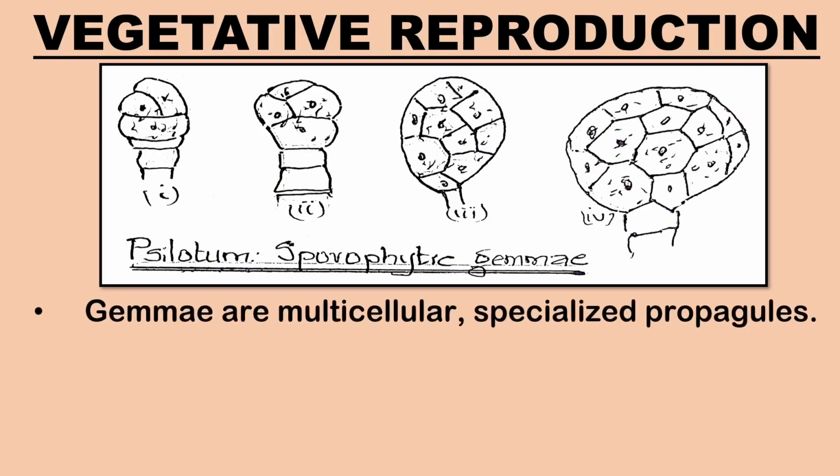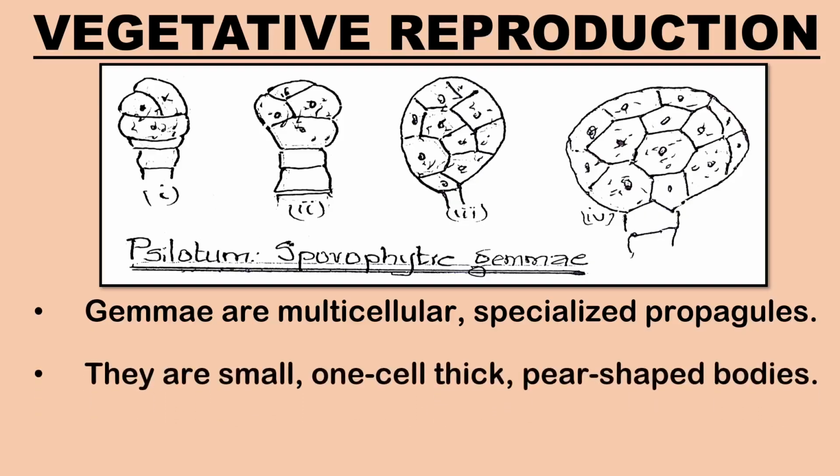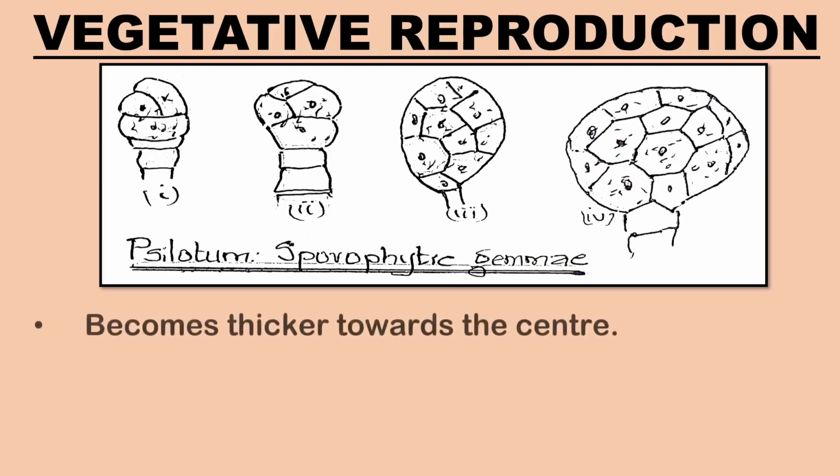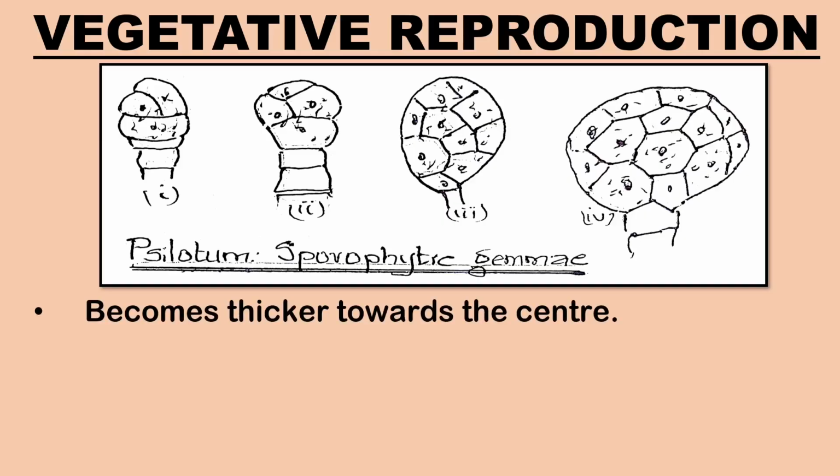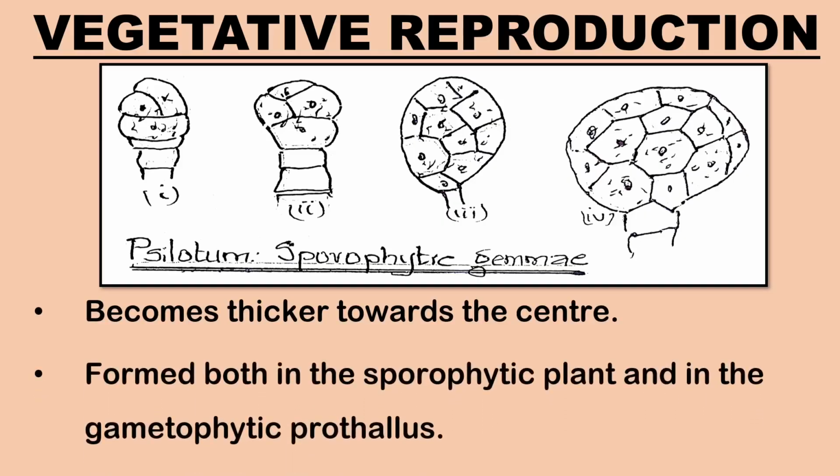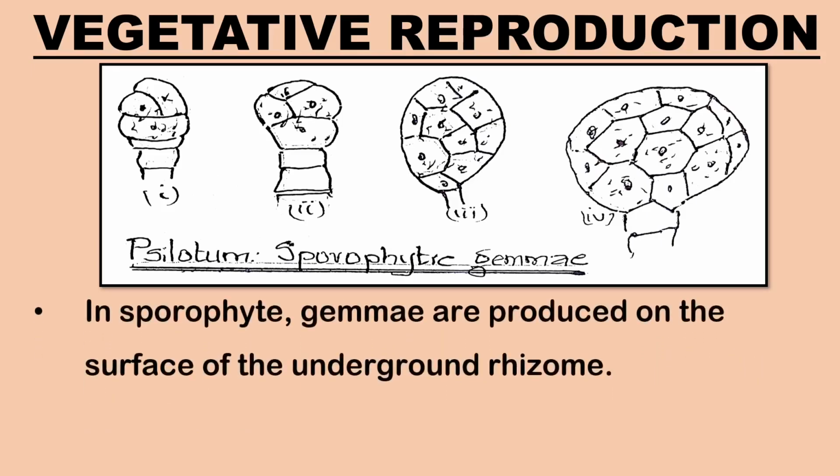Vegetative reproduction is with the help of some multicellular specialized propagules called Gemmae. Gemmae are small, multicellular, one cell thick, oval or pear-shaped bodies. It becomes thicker towards the center. Gemmae are formed both in the Sporophyte plant and in the Gametophyte prothallus. In Sporophyte, they are produced in large numbers on the surface of the underground creeping rhizome.